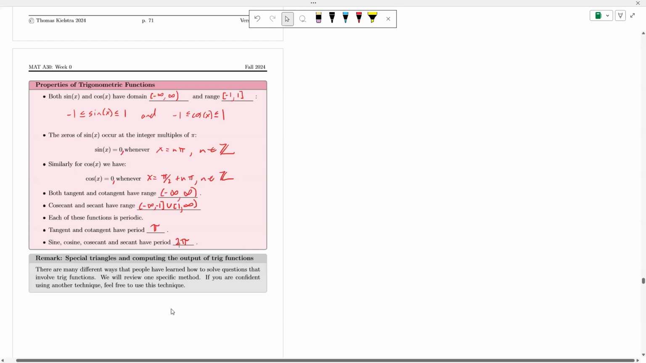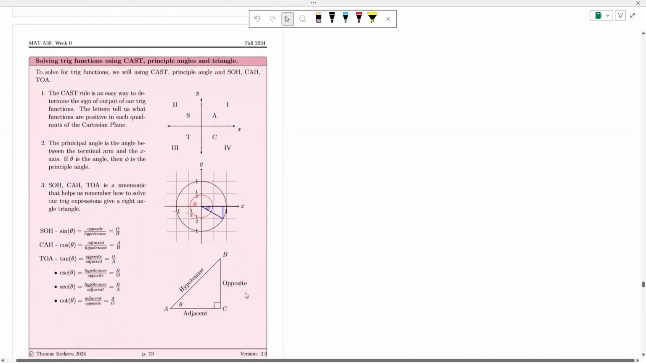If you're confident using another technique, feel free. If you are not confident and want to learn a solid technique, I highly encourage this one, especially because this is the technique I will always be using. Now, this technique uses three things. It uses our CAST rule, our principal angle, and what I call SOHCAHTOA.